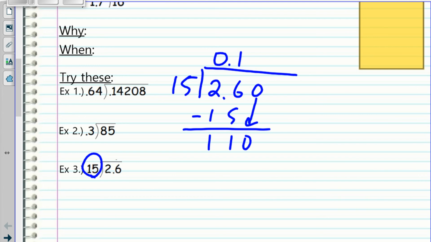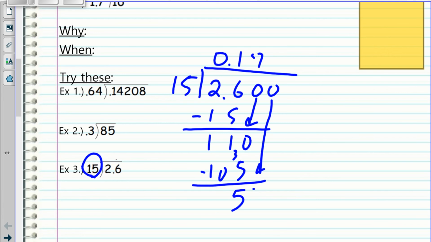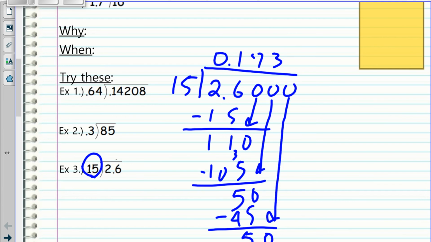15 going to... Now I was thinking 8, but that's a little too much because 8 times 15 is actually 120. So 7 then, okay? 7 times 5 is 35. 7 times 1, so 105, that's 5. Add a 0, that goes in what? Yep, 3 times, 45, 5. Oh man, are we doing this again? This is interesting. These are very interesting questions I've looked out for. So yeah, just gonna repeat.